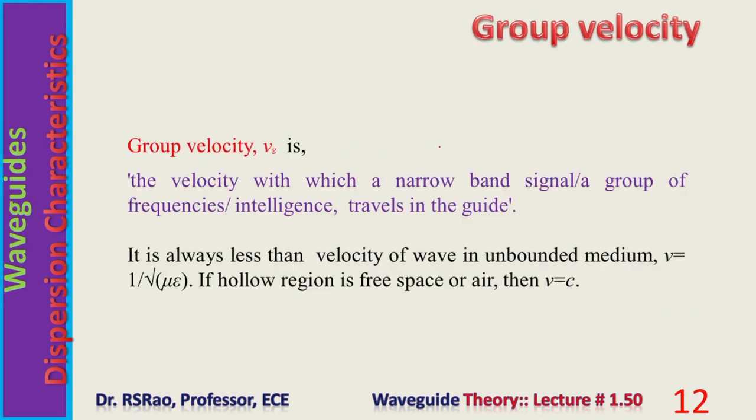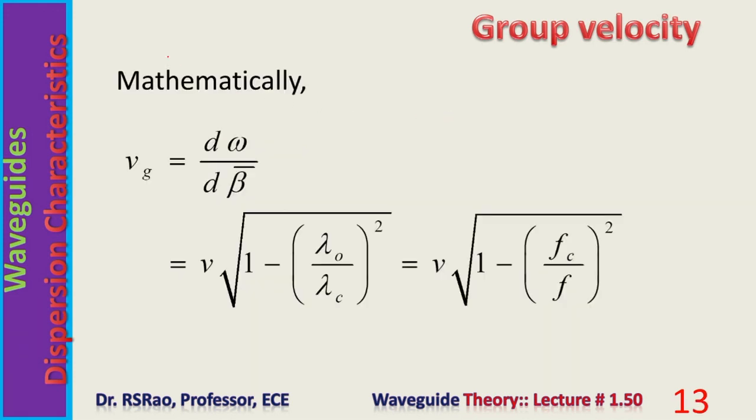Group velocity is the last one. The definition is: it is the velocity with which a narrow band signal, or a group of frequencies carrying intelligence, travels in the guide. It is always less than the velocity of the wave in the unbounded medium. If the hollow region is free space, V becomes equal to c. Here I want to remind you, phase velocity is more than the velocity of the wave in the unbounded medium, whereas group velocity is always less than the velocity of the wave in the unbounded medium.